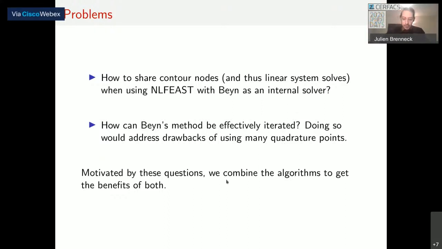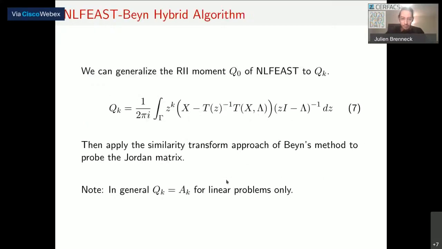And motivated by those, I tried to combine them and found a hybrid algorithm that we can use to iterate these contour methods. So generalizing the residual inverse iteration moments of NL FEAST, we just add this monomial term as in the moments of Beyn's method. And then again, we use the residual inverse iteration. And then the similarity transform and all of that to find the spectral information is the same as Beyn's method.